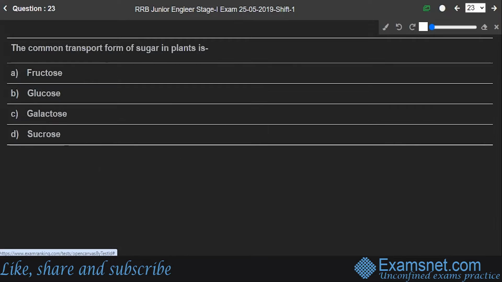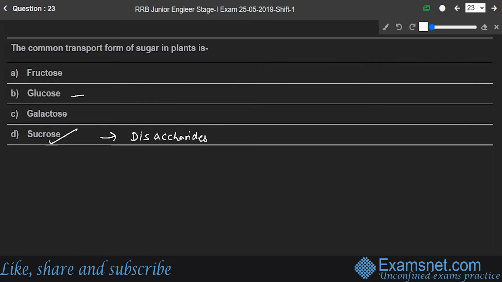Hope you understood. Next is question number 23. The common transport form of sugar in plants is fructose, glucose, galactose, or sucrose. The common transport form of sugar in plants is sucrose. See, this is a carbohydrate. Sucrose is a carbohydrate. This is from disaccharides. It is the common transport form of sugar in plants, produced naturally in plants, from which table sugar is made. Also called common sugar or cane sugar.